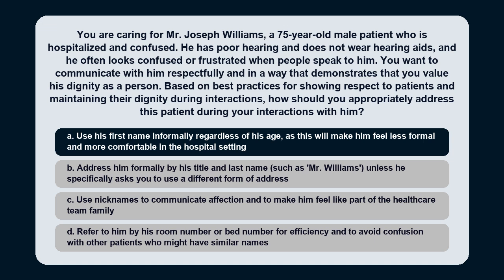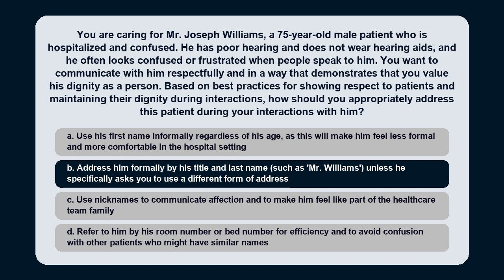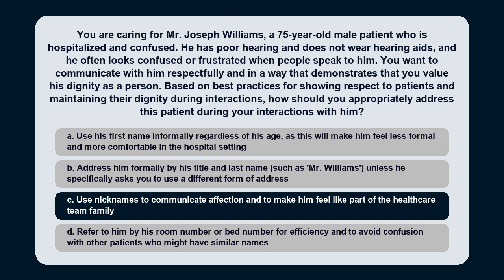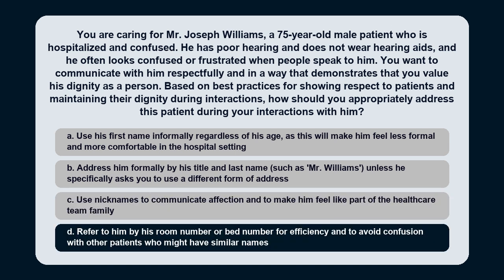Option A. Use his first name informally regardless of his age, as this will make him feel less formal and more comfortable in the hospital setting. Option B. Address him formally by his title and last name, such as Mr. Williams, unless he specifically asks you to use a different form of address. Option C. Use nicknames to communicate affection and to make him feel like part of the healthcare team family. Option D. Refer to him by his room number or bed number for efficiency and to avoid confusion with other patients who might have similar names.